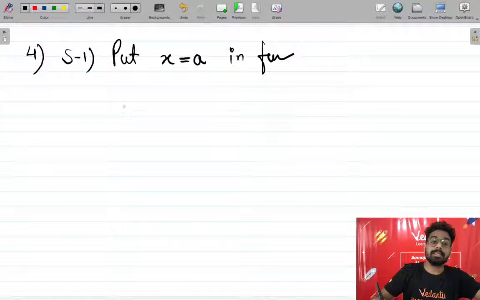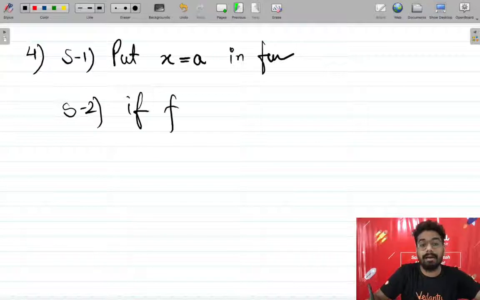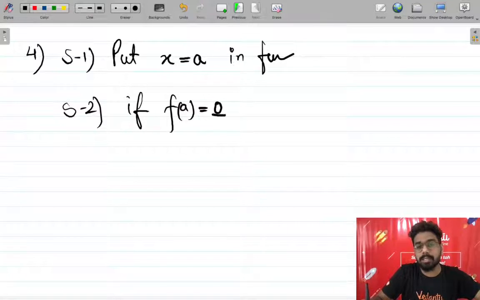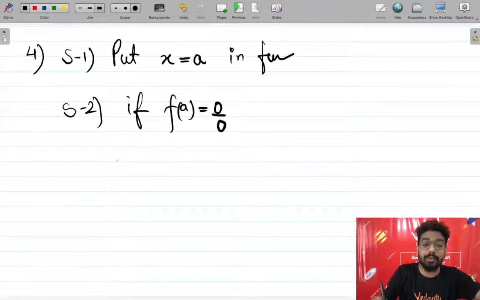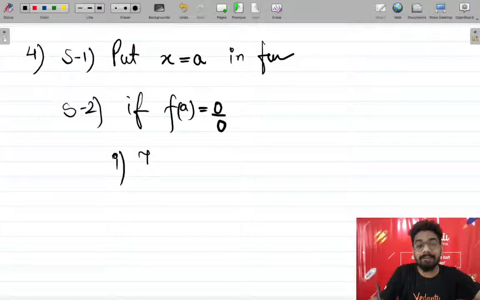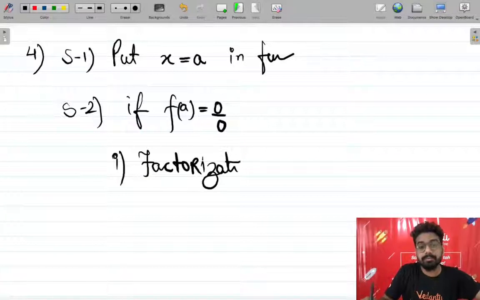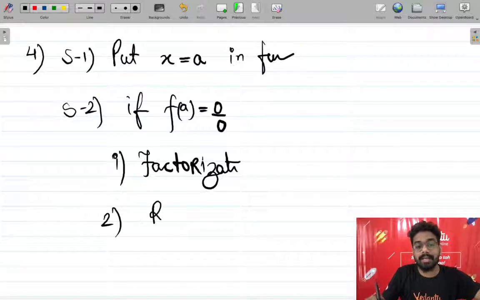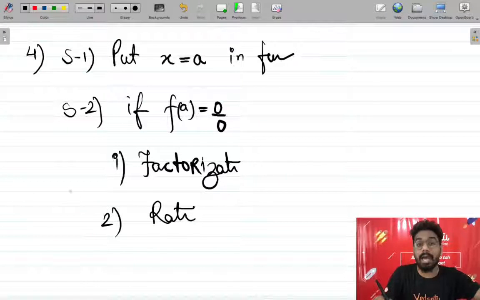Fine. Step number 2. If it is creating 0 by 0, generally I would say in 100% of the cases you will have 0 by 0. If it is 0 by 0 form, then you are going to have either factorization or rationalization, and these are the super duper important techniques that you are going to have in your continuity and differentiability.